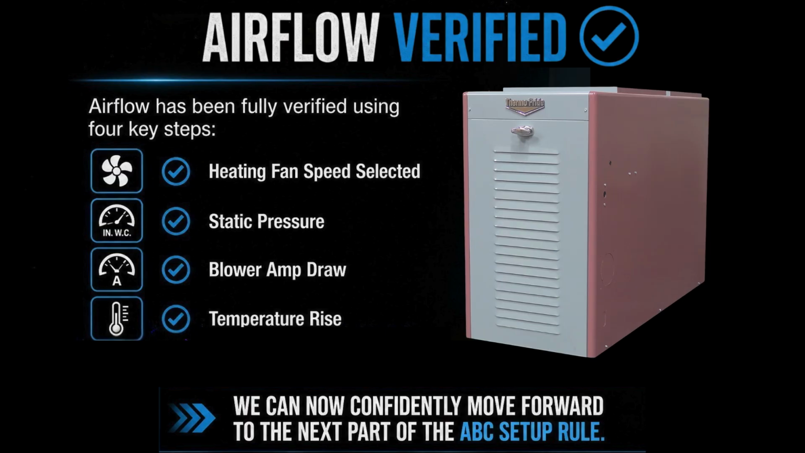Closing. At this point, airflow has been fully verified using 4 key steps: heating fan speed selected, external static pressure, blower amp draw, and temperature rise. Together, these confirm that the system is operating as designed. Now we can confidently move forward to the next part of the ABC setup rule: balance and combustion.